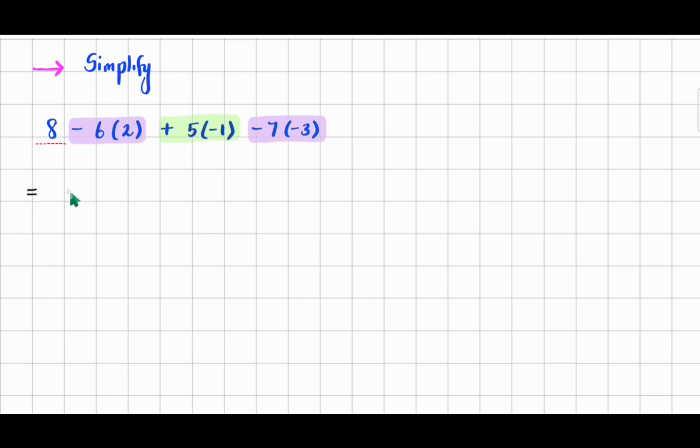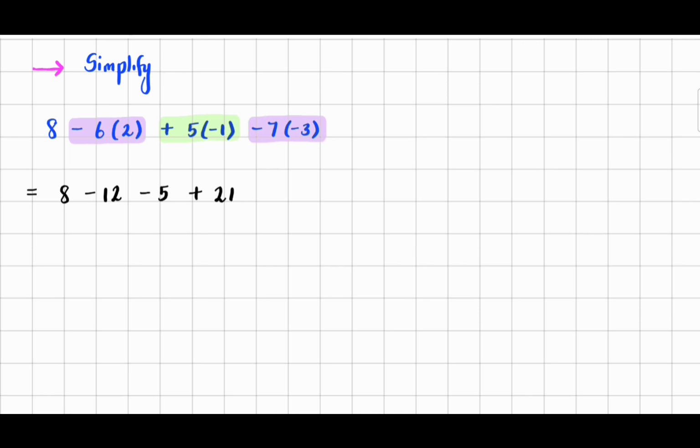So I'm going to write 8 as it is, because I should not subtract 6 from it before the multiplication process is over. Okay, then negative 6 times 2 is negative 12, since a negative times a positive is a negative and 6 times 2 is 12. And likewise, 5 times negative 1 is negative 5. Then we have negative 7 times negative 3 is positive 21, since a negative times a negative is a positive and 7 times 3 is 21.